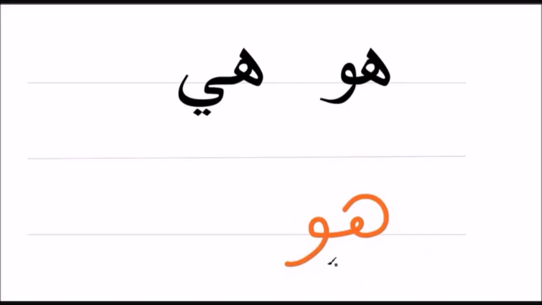And for hiya, it's the same, a big circle, and a smaller circle inside it, and then we continue into the ya. We add the short line to the ya. Huwa, hiya.